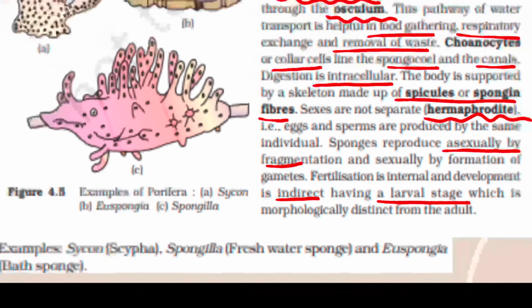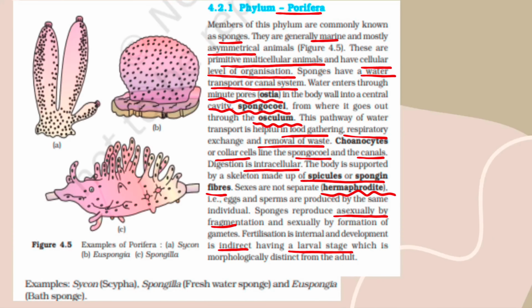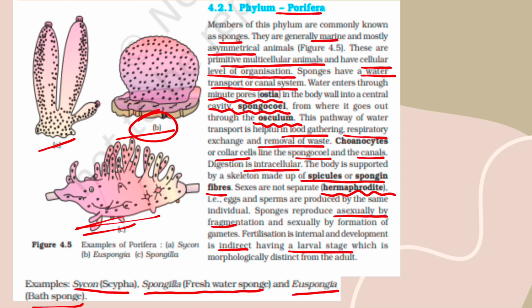In this chapter, all you need to do is remember the characteristic features and differences, and of course, the most important of all is examples. Sycon, Scypha, Spongilla, freshwater sponge. Euspongia is bath sponge. Sycon, this is Euspongia, and this is Spongilla.